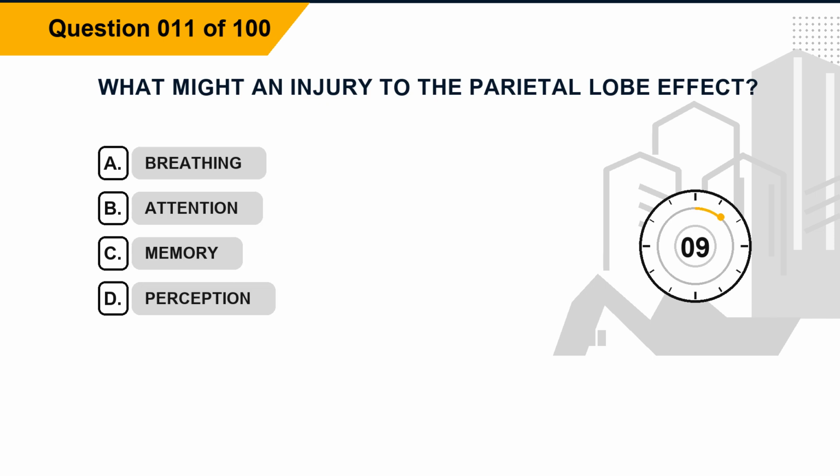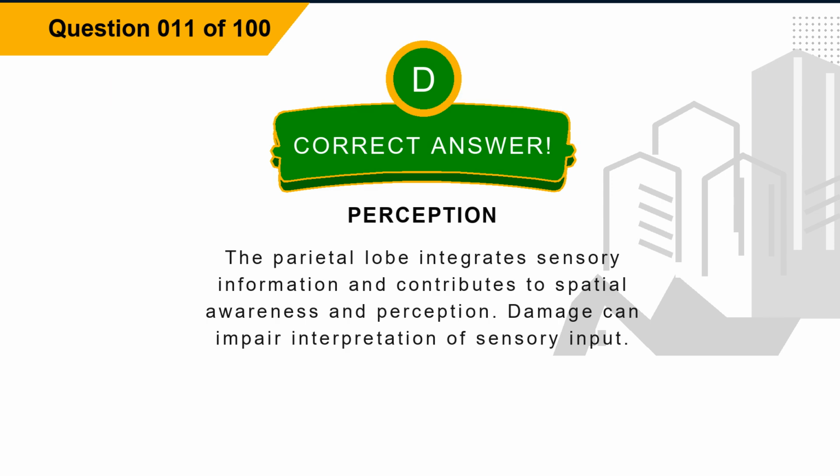Question 11. What might an injury to the parietal lobe affect? Option A, breathing. Option B, attention. Option C, memory. Option D, perception. The correct answer is option D, perception. Explanation. The parietal lobe integrates sensory information and contributes to spatial awareness and perception. Damage can impair interpretation of sensory input.